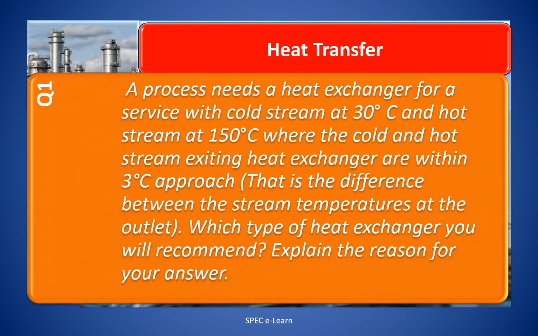Question number 1. A process needs a heat exchanger for a service with a cold stream at 30 degrees centigrade and a hot stream at 150 degrees centigrade, where the cold and hot streams exiting the heat exchanger are within 3 degrees approach. That is, the difference between the stream temperatures at the outlet. Which type of heat exchanger will you recommend? Explain the reason for your answer. Your time starts now.